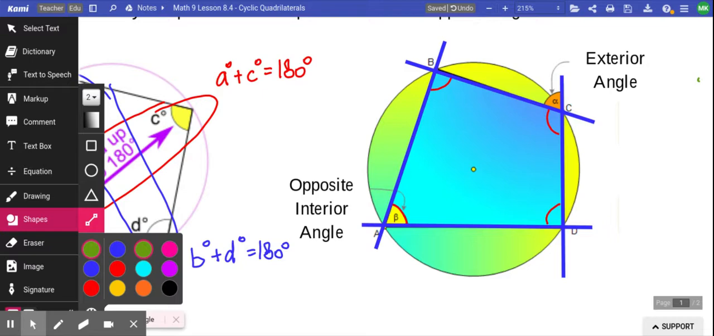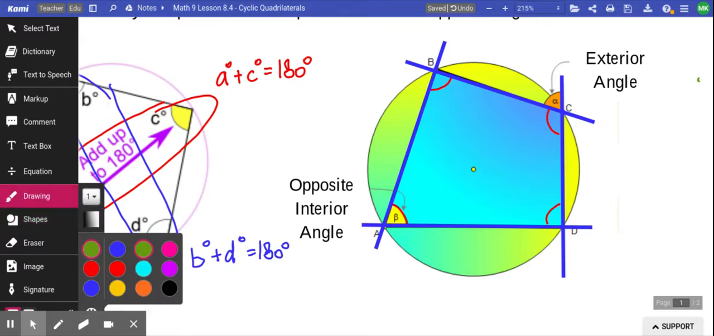So for instance, if we're looking at this, this is an exterior angle. This is an exterior angle. This is an exterior angle. This is an exterior angle. This is an exterior angle. This is an exterior angle. And over here we have two more exterior angles. Okay, they still connect to the quadrilateral, right? But they're just outside of that quadrilateral.